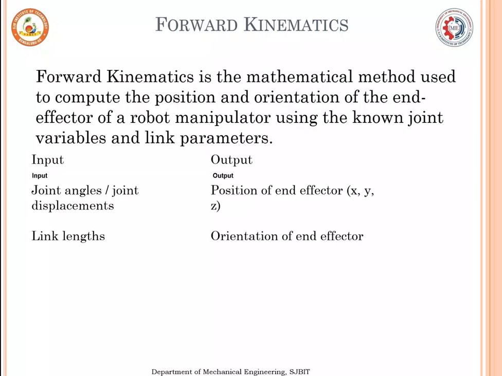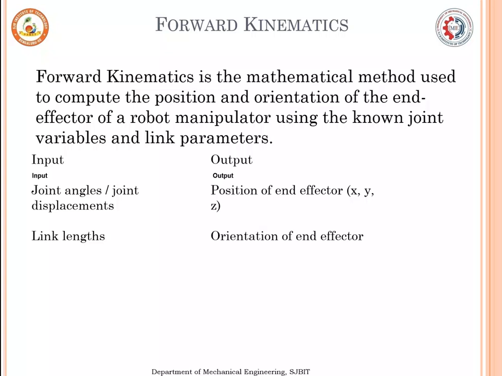So what is forward kinematics? Forward kinematics is the mathematical method used to compute the position and orientation of the end effector of the robot manipulator using the known joint variables and the link parameters. So here, what are the inputs we give? It is with respect to the joint angles, joint displacement. Further, the output we expect at the end effector is the XYZ position of the end effector, and the orientation of the end effector must be the output.